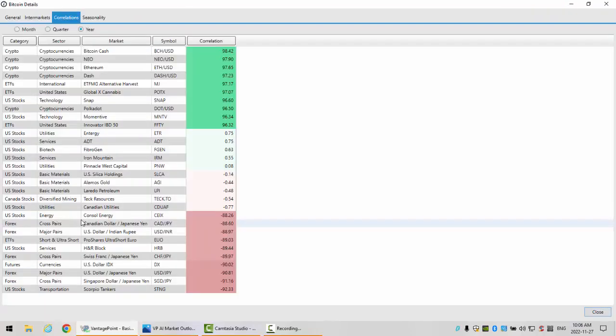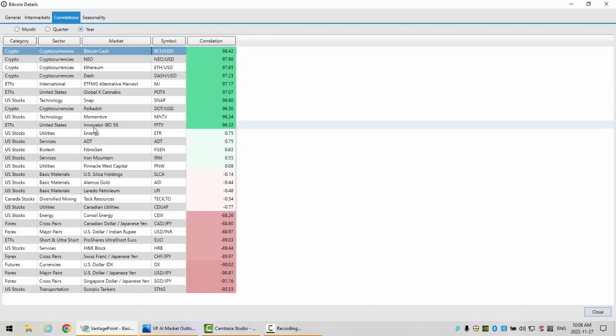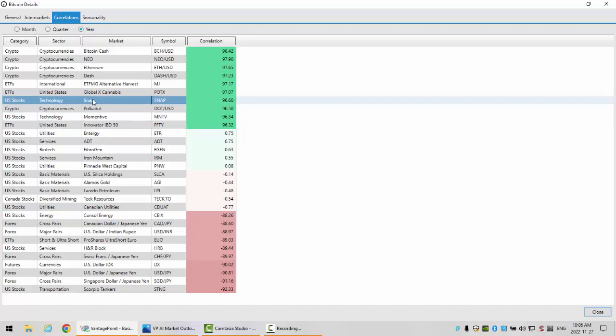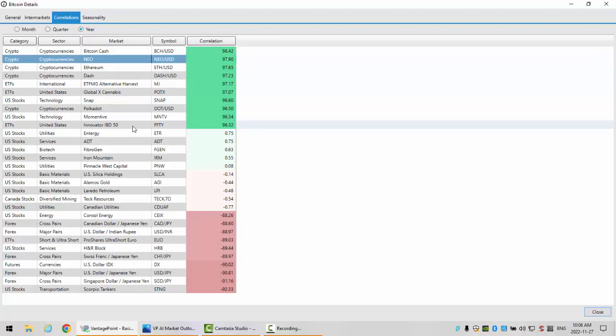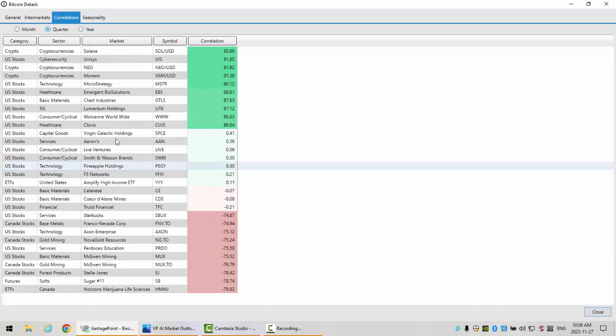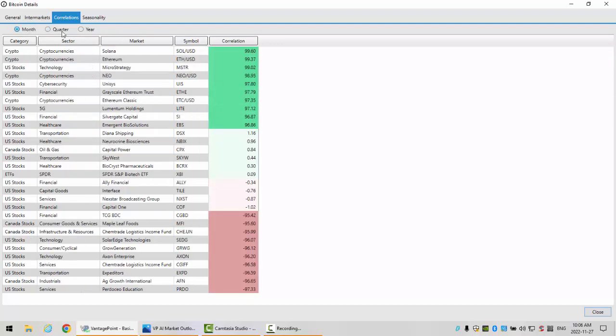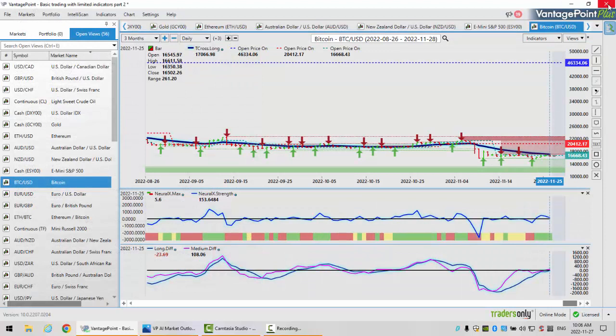So when we look at it via the correlation matrix, we can see some of the big correlations that Bitcoin actually has here. A number of different assets in here carry a 90% correlation: global cannabis, Dash, Ethereum, Neo, but there's also a lot of stocks in there too. When you come back down and you look at this on a quarterly basis, Wolverine, Clovis, Monero, MicroStrategy. When we come down to monthly correlations, we can see again a whole different grouping here. But we can assess that the stock market still plays a large part in this.